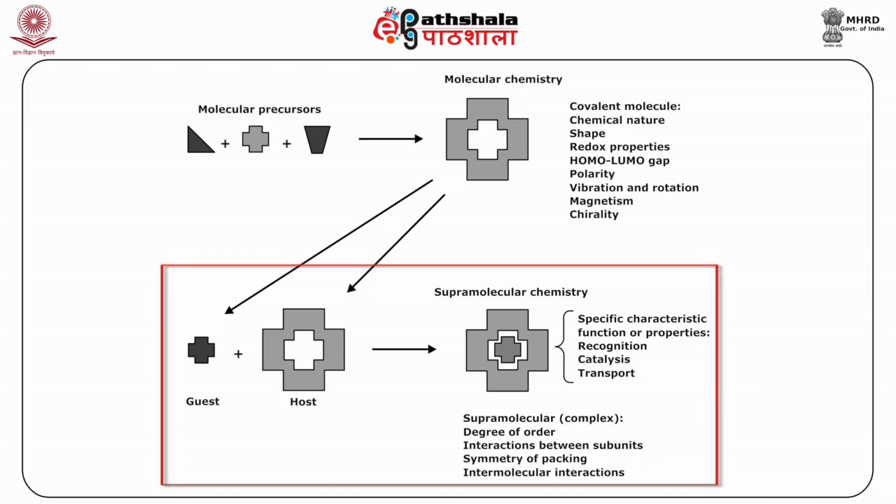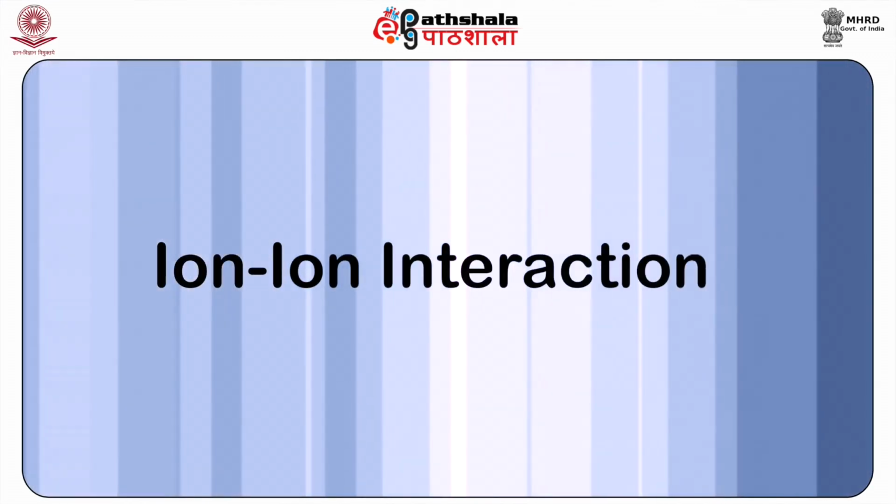You can see it is mentioned in the following figure. The specific characteristics of these supramolecules are recognition, catalysis and transport. And the properties we study are degree of order, interactions between subunits, symmetry of packing and intermolecular interactions. Now let us study some of the most common types of non-covalent interactions. Let us start with ion-ion interactions.